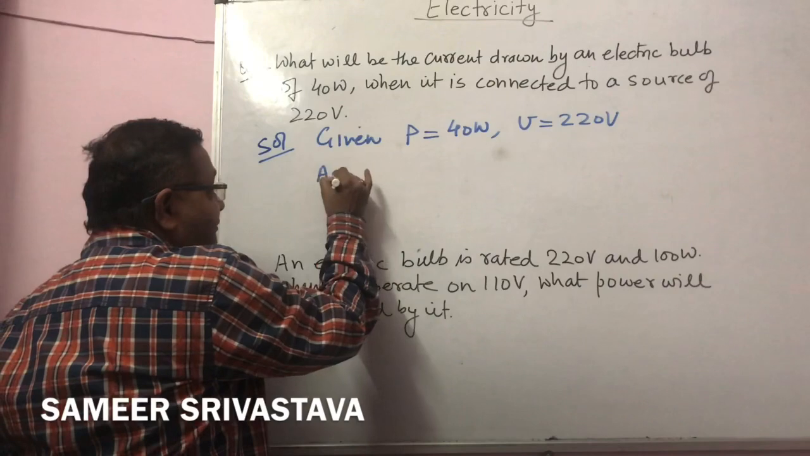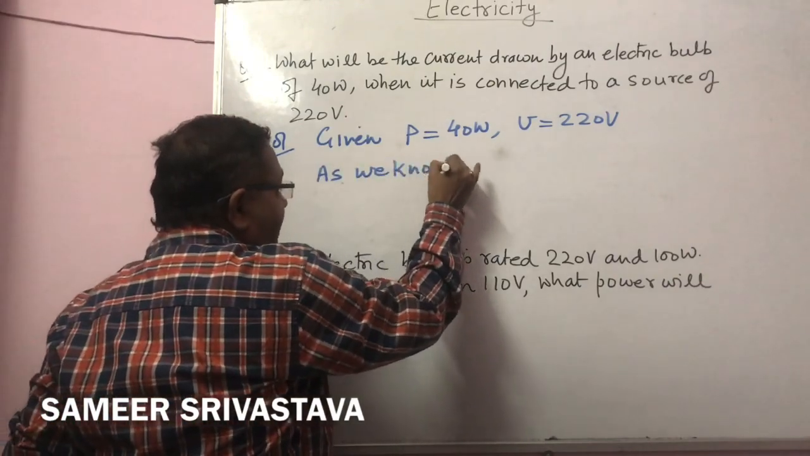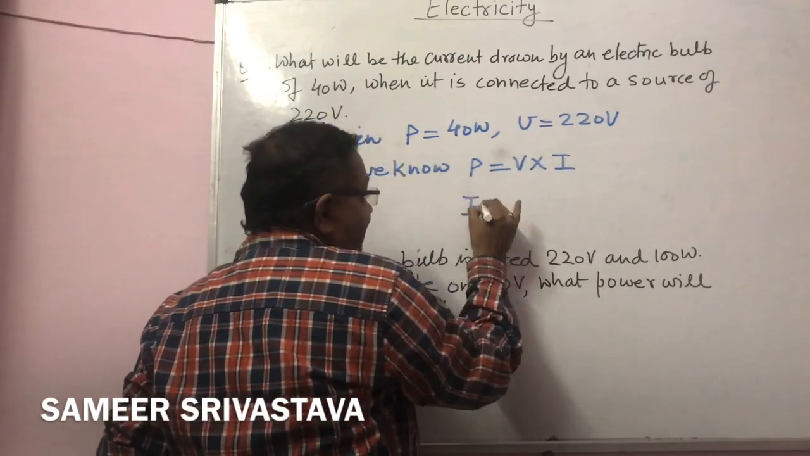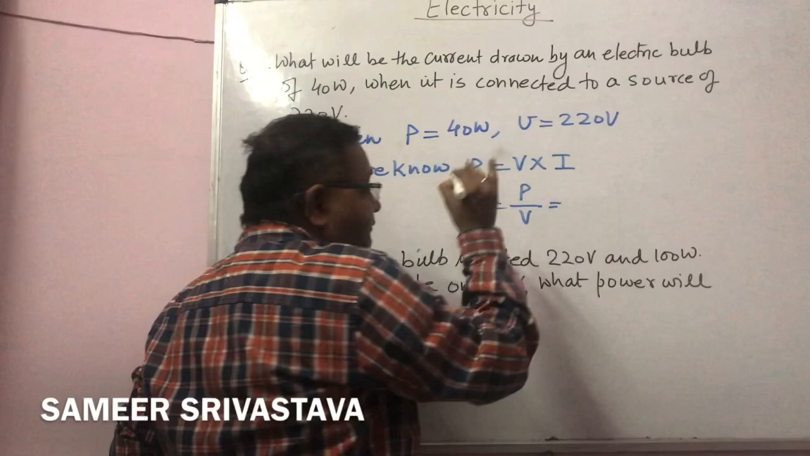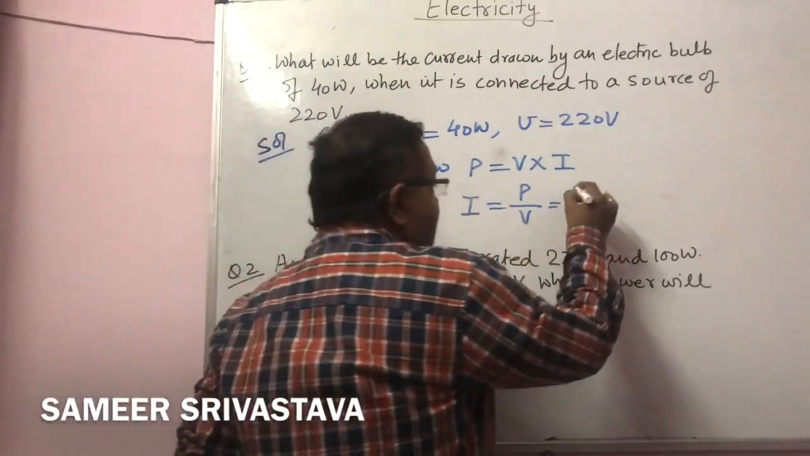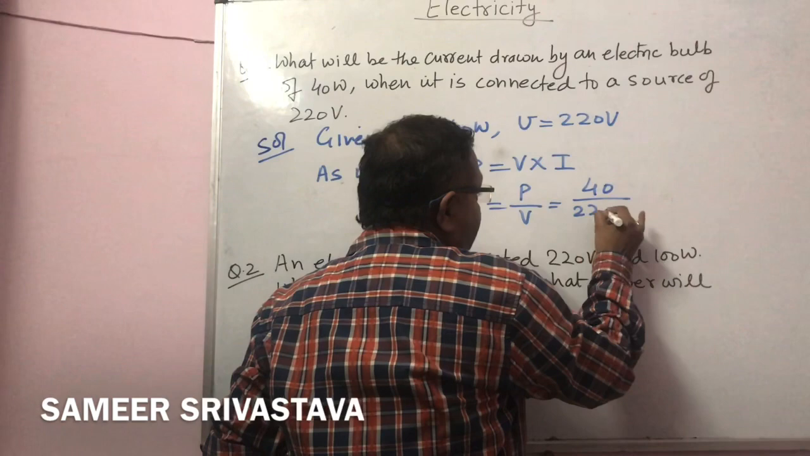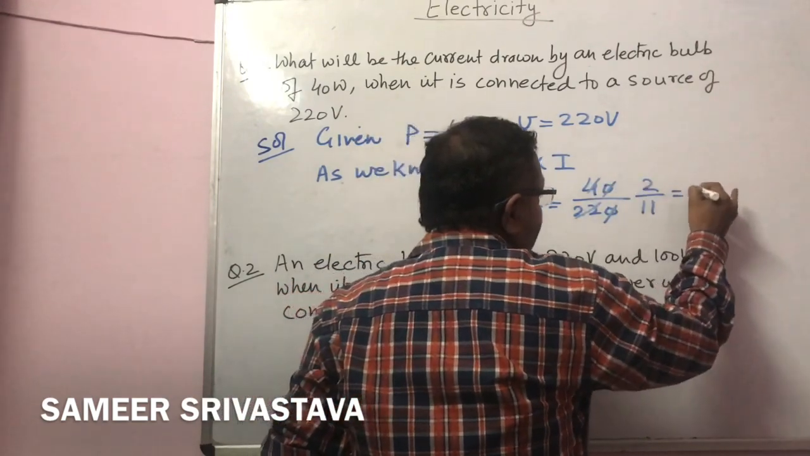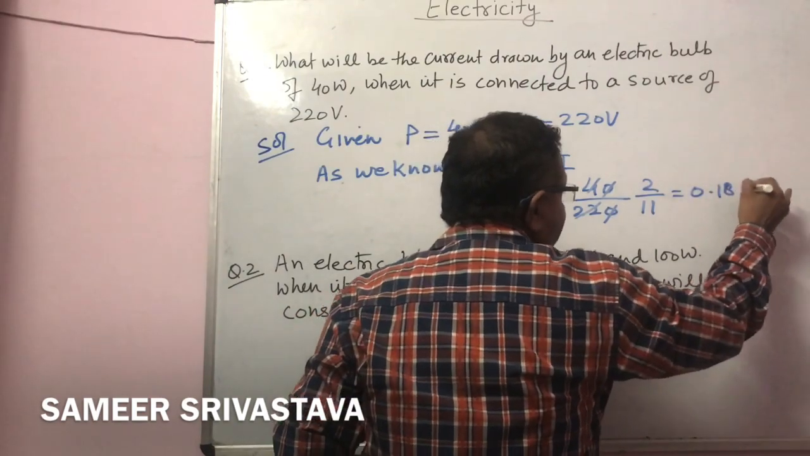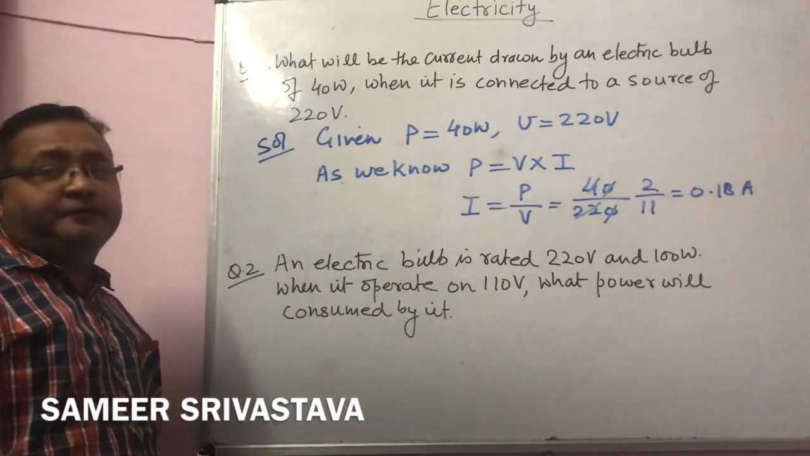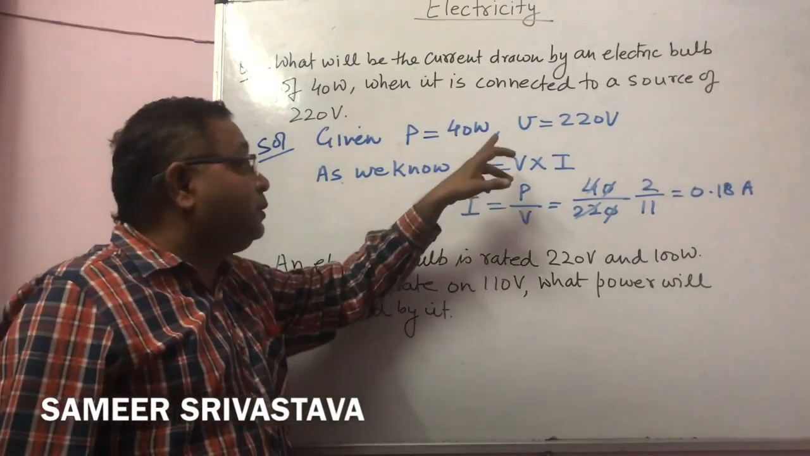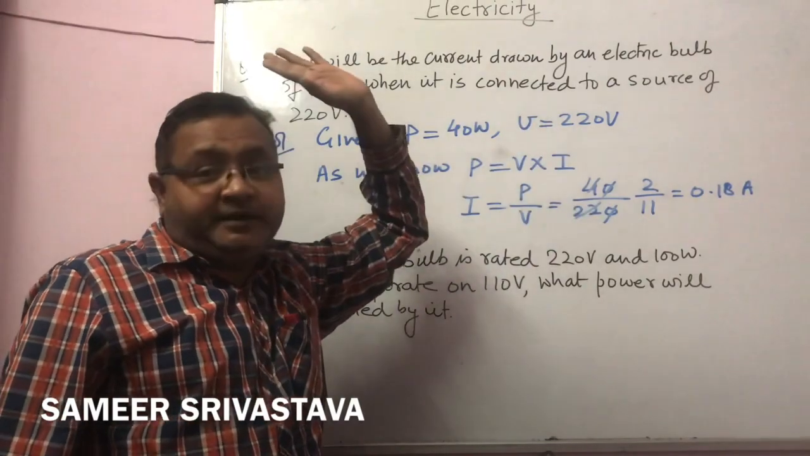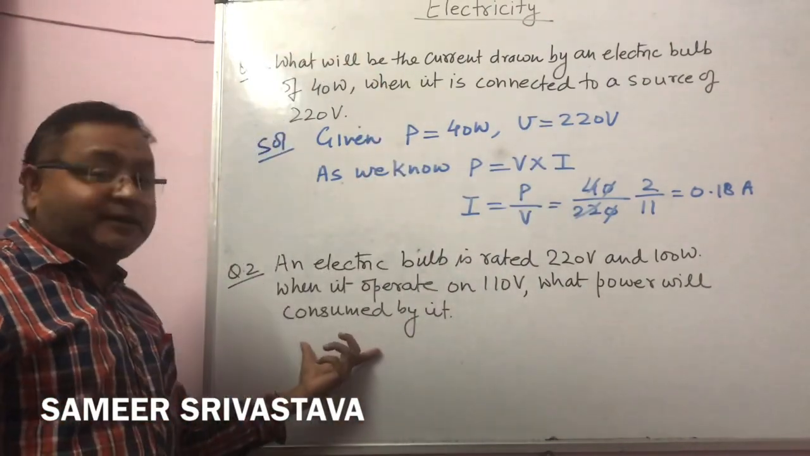As we know, what is the formula for power? Power is equal to voltage into current. So current is equal to power upon voltage. A very simple question. Put the values here: 40 upon 220, or this is 2 by 11, which is equal to 0.18 ampere. Okay. Now the answer is 0.18 ampere current drawn when the bulb of 40 watt is connected with the supply of 220 volt. Right?